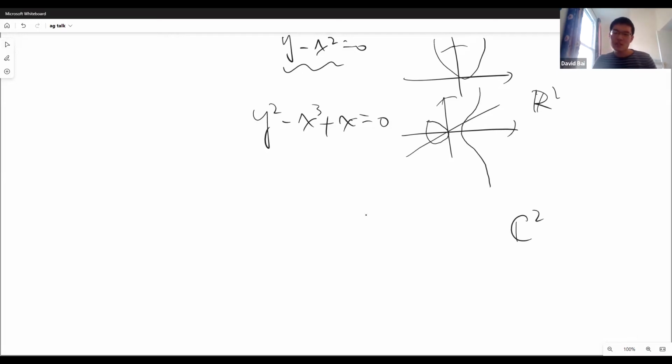But no matter R2 or C2, or in general Kn, where K is a field and n is some natural number, there is always something that's lacking. You realize pretty quickly that this space is somehow incomplete.